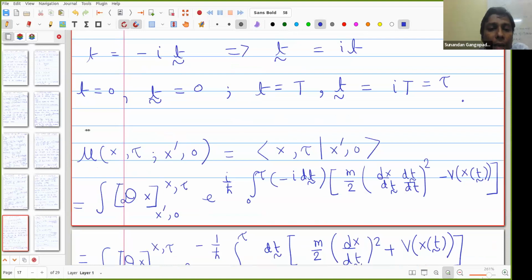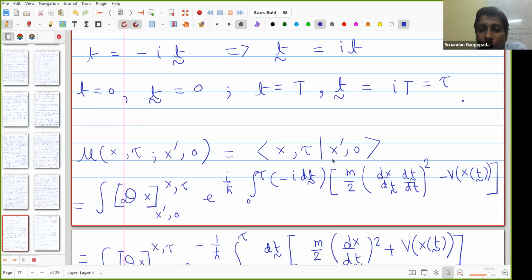And now I write down the overlap of x prime comma 0. I have just used a new notation x prime; you can simply use it as q prime and q. So I'm writing x prime comma 0 and x comma tau. This overlap is equal to basically the time evolution function, u of x comma tau semicolon x prime comma 0.